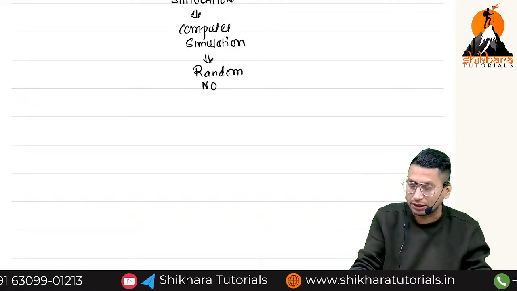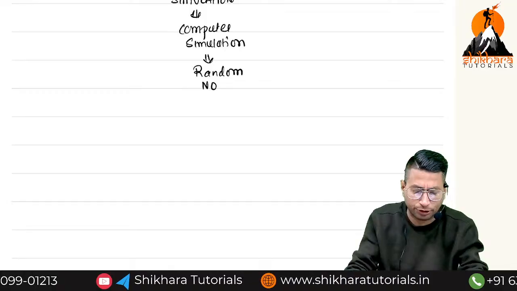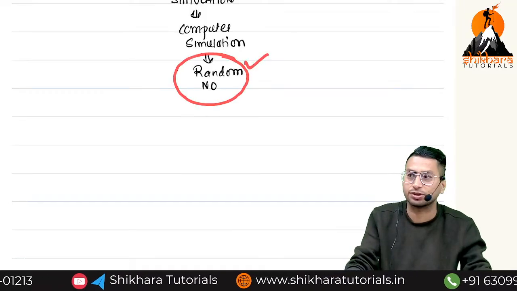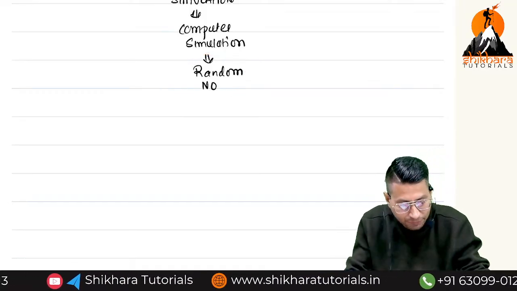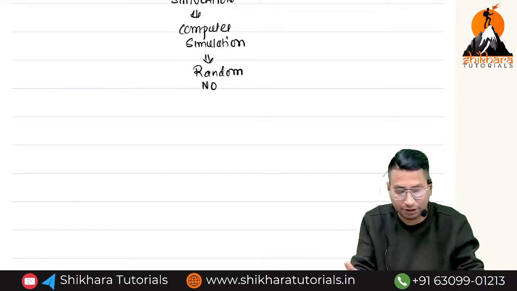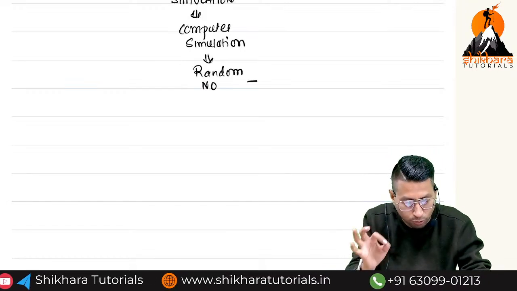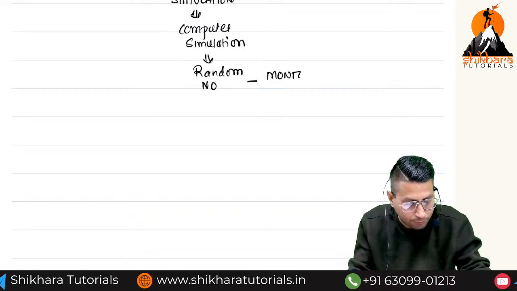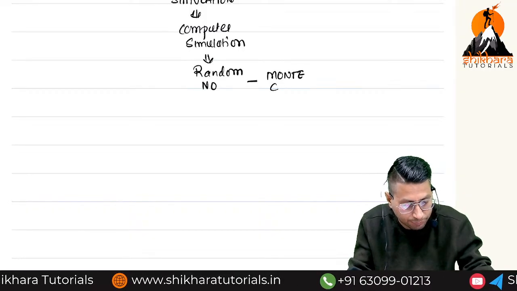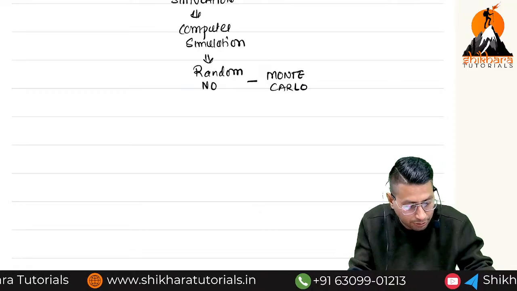Generation of what? Random numbers. This is one of the most important concepts of simulation. Generation of what numbers? Random numbers. See, there are many methods of simulation in our syllabus, but we are going to learn only and only about Monte Carlo simulation. Monte Carlo.